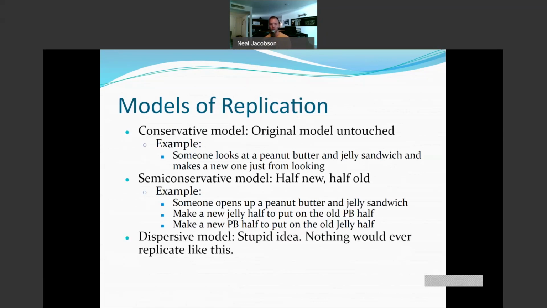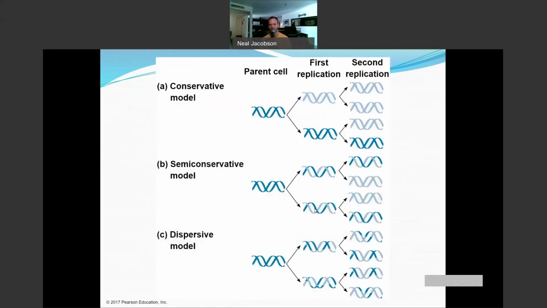And then the dispersive model was another one proposed by some, I don't know, brainless idiot. The dispersive model is like this. Peanut butter and jelly sandwich, open it up. You're going to scrape some peanut butter off one half, put that on a new piece of bread, and then add some more new peanut butter to help fill it out. Nobody would ever do that. But anyways, we can draw this out in an artistic depiction here.